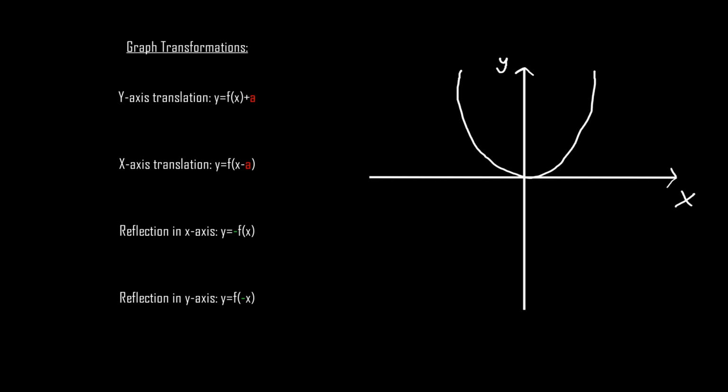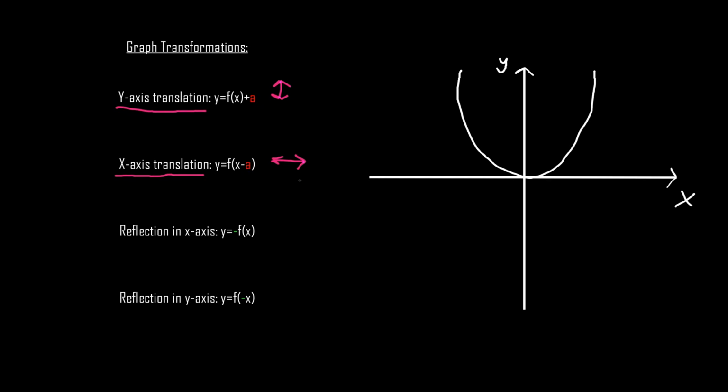Hello, today we're going to do some graph transformations. In particular, we're going to look at translations with respect to the y-axis. That means we're going to be moving graphs up or down. We're going to do translations with respect to the x-axis, which means we move a graph to the left or to the right.